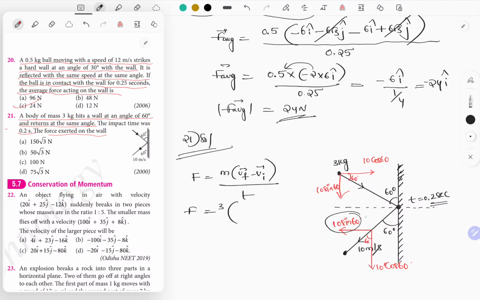Sin 60 is root 3 by 2. Root 3 by 2 into 10 is going to be 5 root 3. And cos 60 is 1 by 2, 1 by 2 into 10 is 5. So 10 cos 60 is 5 and 10 sin 60 is 5 root 3.